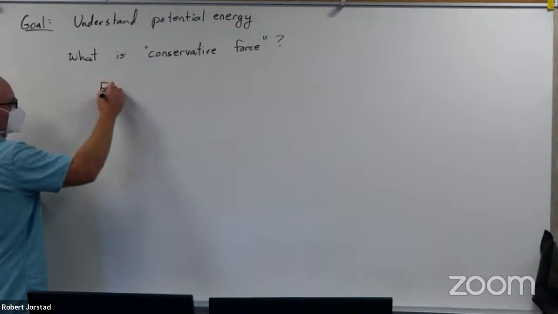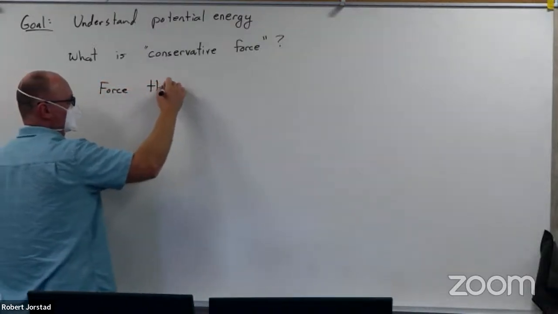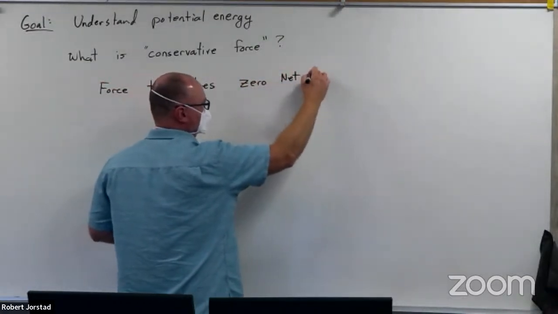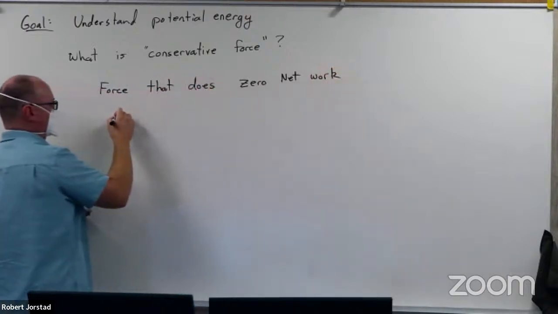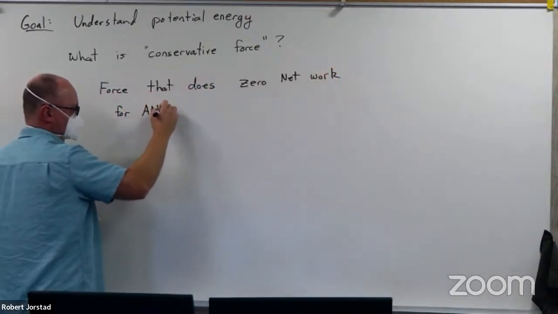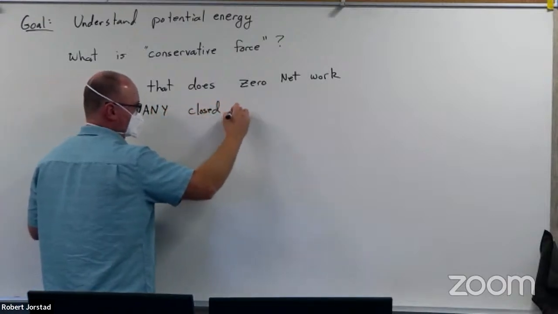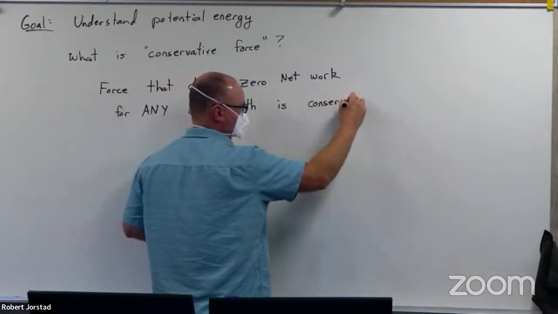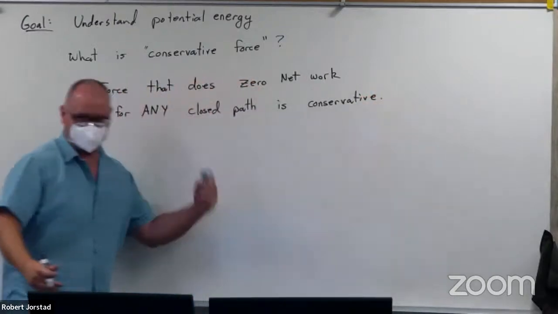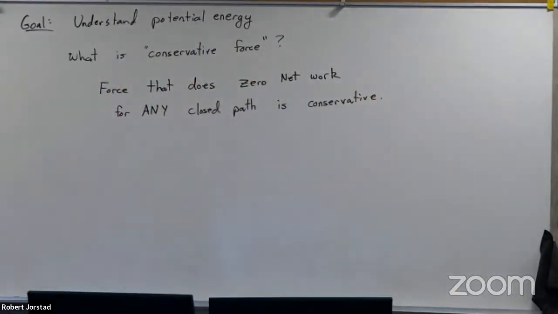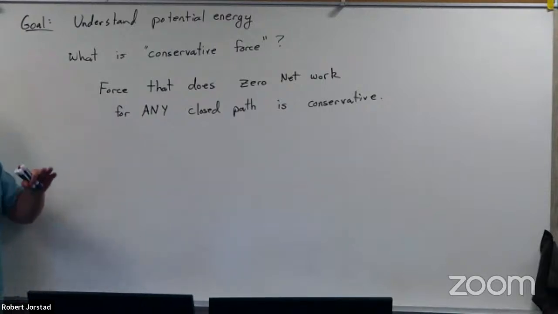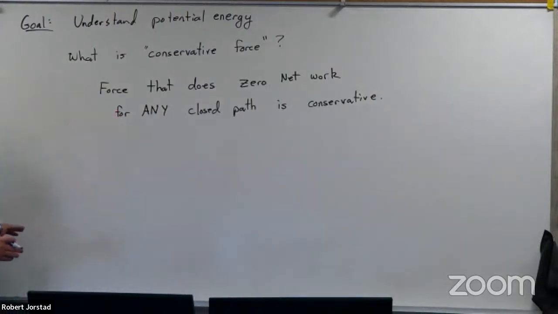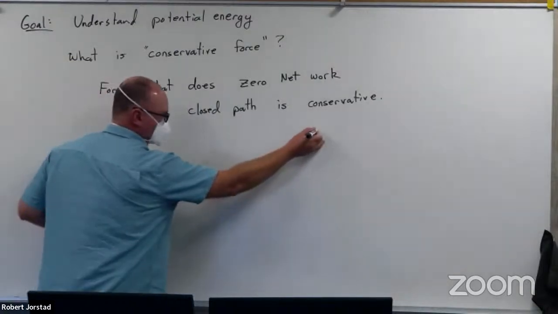It's a force that does zero net work for any closed path is conservative. And immediately we see this sentence doesn't make any sense, right? It's crazy. So this is what I mean. There's a bunch of phrases. And again, we're going to summarize this and show you how to do problems in a minute, but I just want you to understand things the right way. So let me give an example here so that this might make more sense.